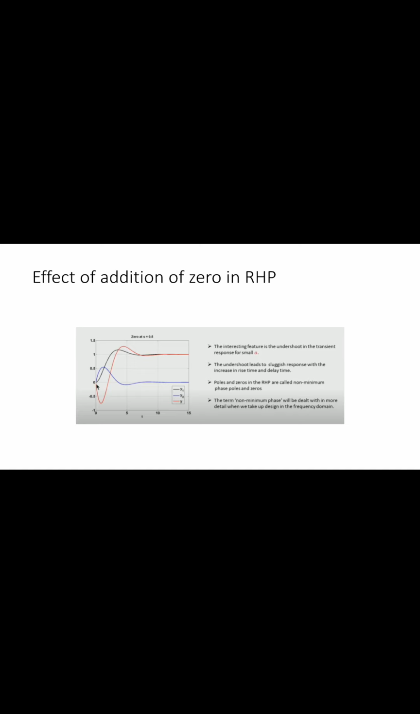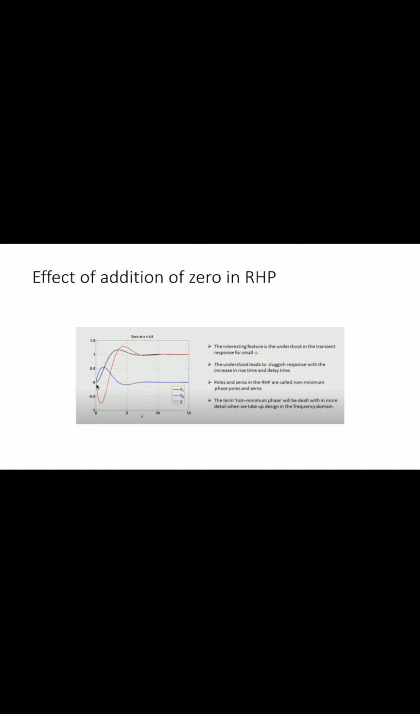Let's see the effect of addition of a zero in RHP, that is right half plane. Now the value of the zero will be s is equal to a, so it will be 1 minus s upon a. Now let's see the effect of this. Again, the black one is your original response and the red one is your response with the addition of the zero. Can you compare the two graphs, black one and the red one?